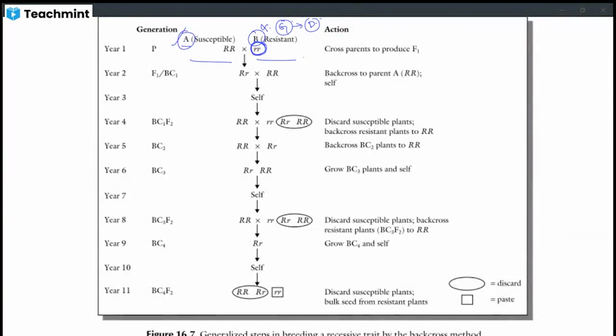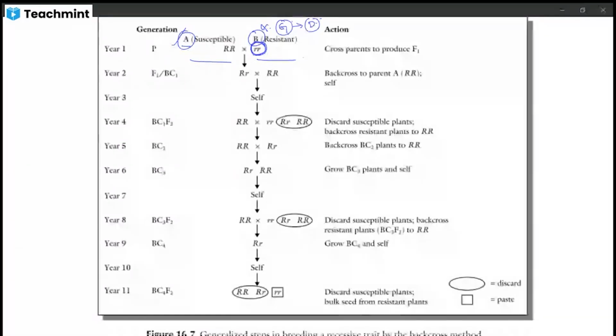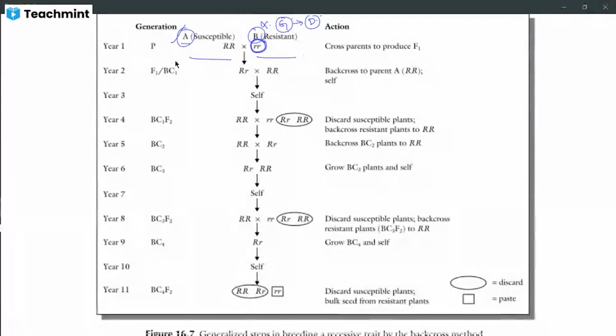Anyone, what will be the recurrent parent in case of this cross? A susceptible, B resistant. You need to transfer this homozygous recessive to which parent? A parent, right? So A will be the recurrent parent then. So A is the recurrent parent and B will be your donor parent.